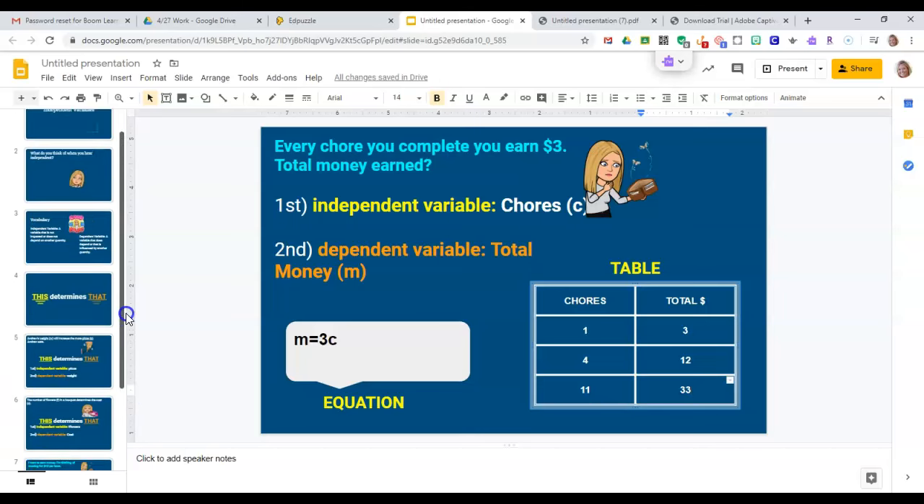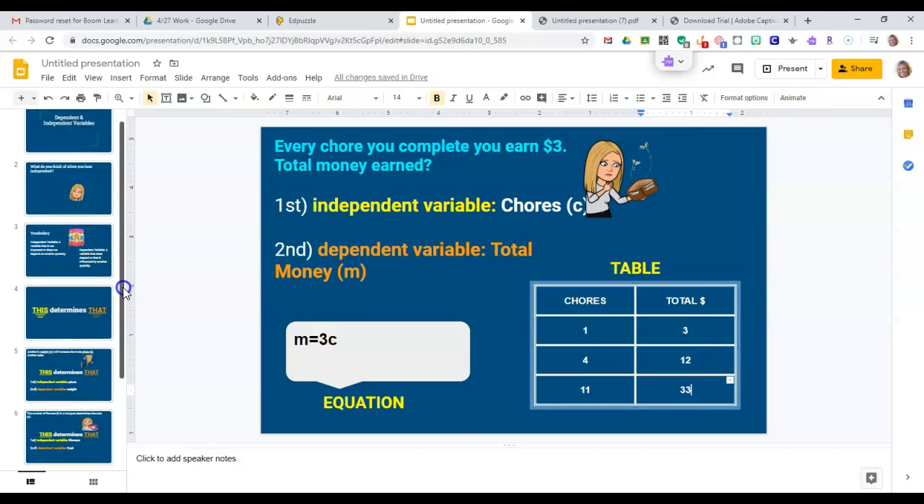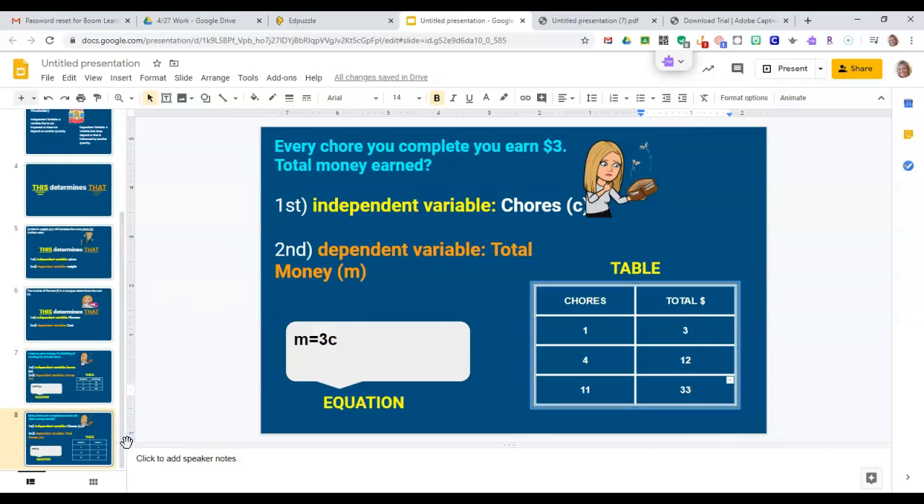Okay, so we just went over dependent and independent variables. We talked about some vocabulary. So next week we will add on a graph to all this.